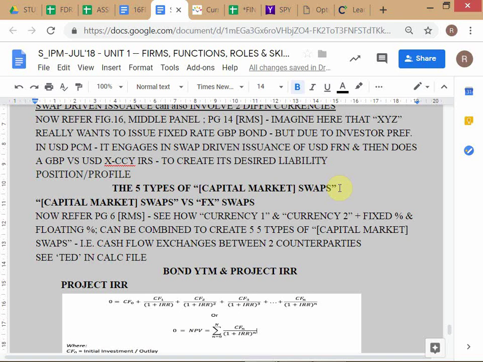Okay, the reason I'm calling them capital market swaps, there's a reason for this, is that these swaps are frequently used. Most of the usage of these swaps is in connection with the capital market issue. Either you do the issue and immediately do the swap, or you've done the issue a few years ago. So there's always a capital market issue that is connected to this particular swap. Okay, that's why I'm calling them capital market swaps.